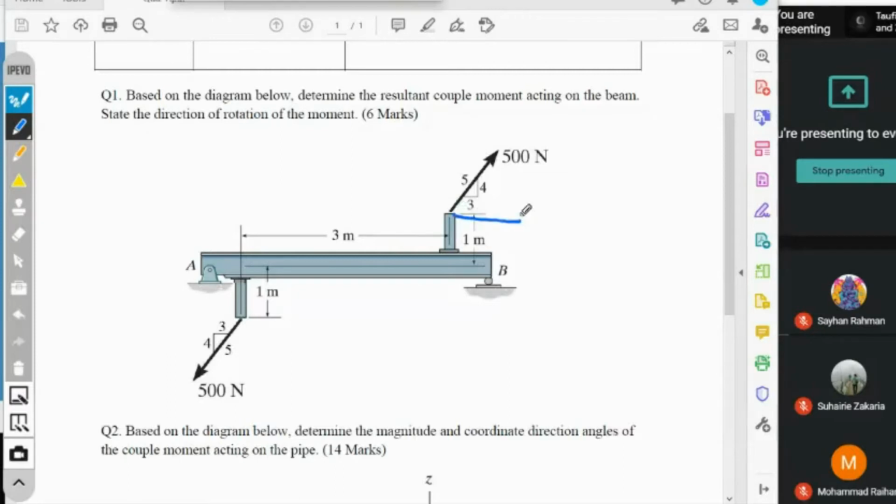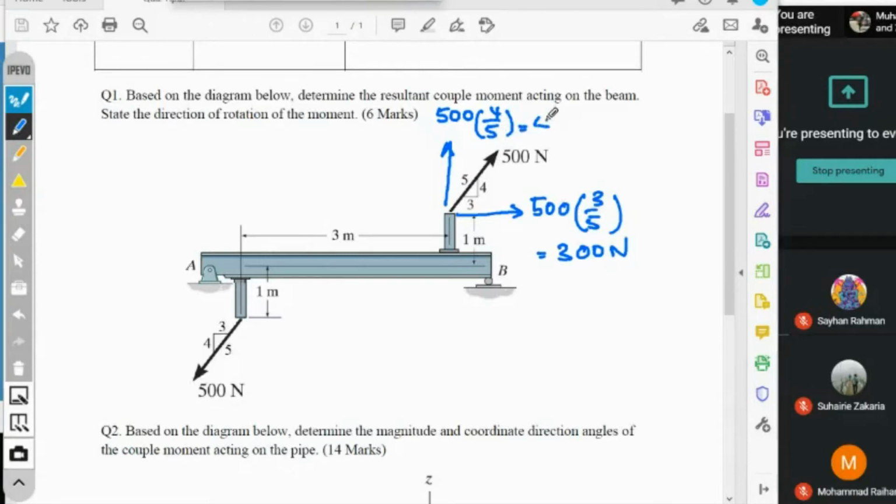So in this case, you will have this one and this one as the vertical and horizontal. So this will be 500 times 3/5, meaning it will be 300 Newton. This will be 500 times 4/5, which will give you 400 Newton, right? The same goes here. So that's horizontal and vertical basically. So you'll get 300 Newton and 400 Newton.